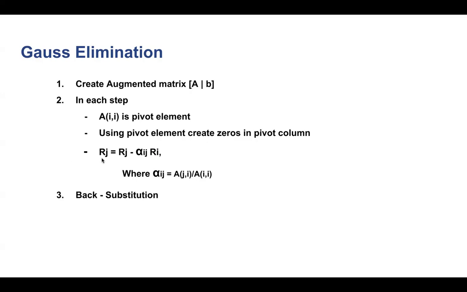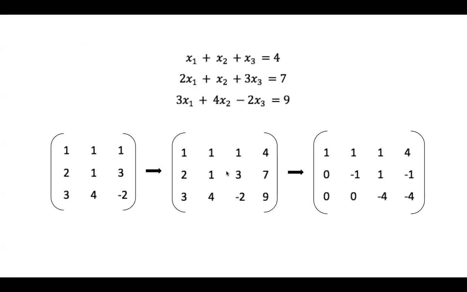For doing that, you will have some row operations like this. Once you have done the row operations, you will see that the matrix has got simplified, and then you can do back substitution. This might be a bit difficult to understand, so I'll just show you with an example.